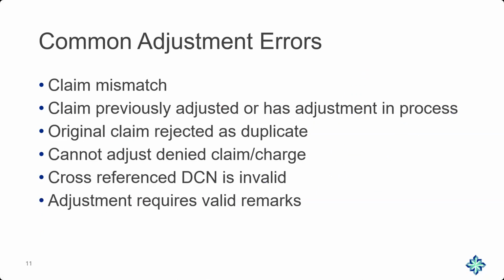Now, we're going to go into these in a little more detail, but some common errors that we see are mismatching information, trying to set up an adjustment off an original that has already been adjusted or has an adjustment that is pending, claims rejected as a duplicate or denied claim or charge, invalid cross-reference DCNs, and not having the correct information in the remarks field.